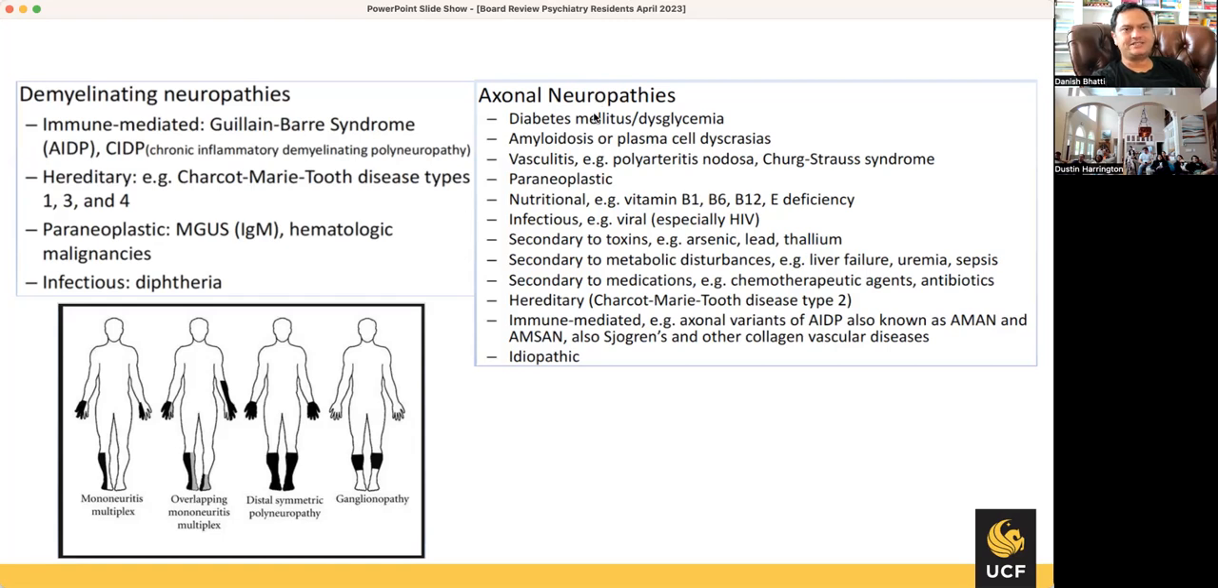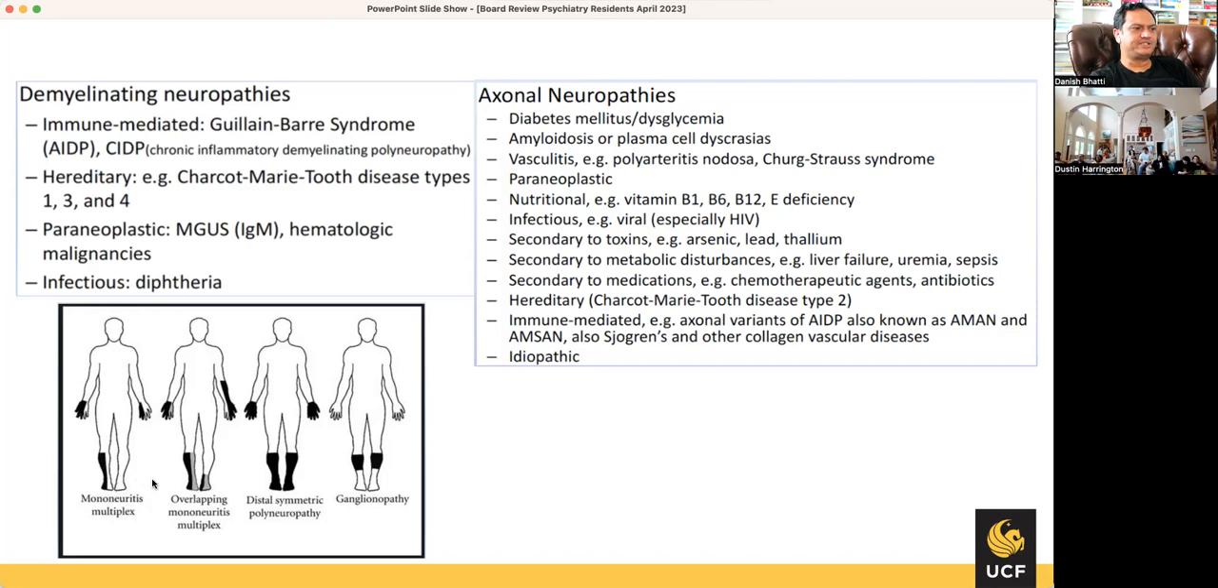Diabetes, the quintessential example, the most common form of neuropathies, is a length-dependent mixed sensory motor axonal neuropathy. But deposition diseases like amyloid, vascular diseases, vasculitis, paraneoplastic syndrome, vitamin deficiencies like B1 and B12 deficiencies, and toxins and so on and so forth can cause axonal neuropathies. So you see this is a much larger category. Demyelination is not very common. It's usually autoimmune, and occasionally hereditary.